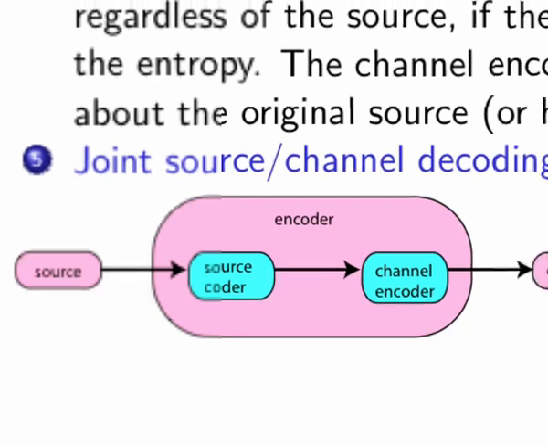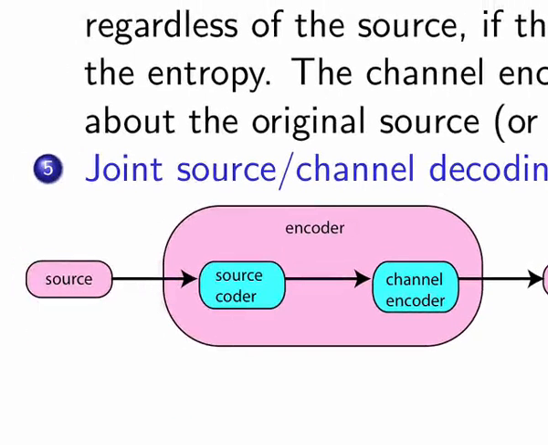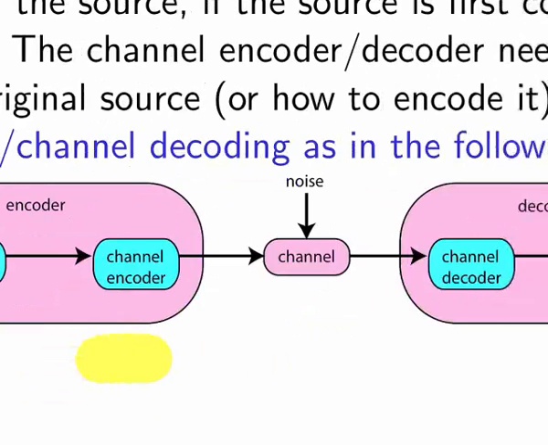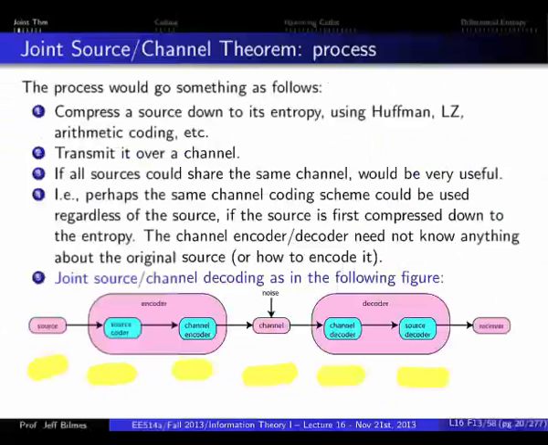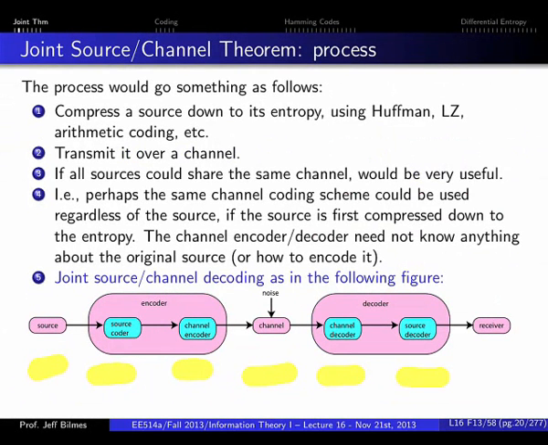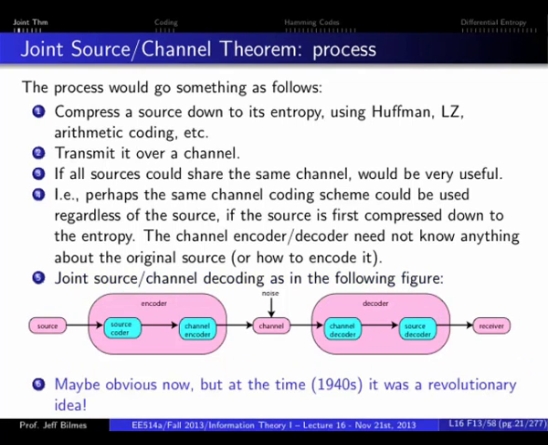We started from the source here. And we do a source coder, which is like a compressor, then a channel encoder. We send it over a channel, which has noise, and then we decode the channel and then decode the source. And then we have a receiver. That process of being able to separate out the source coder and the source decoder and the channel encoder and the channel decoder is what we're really talking about.